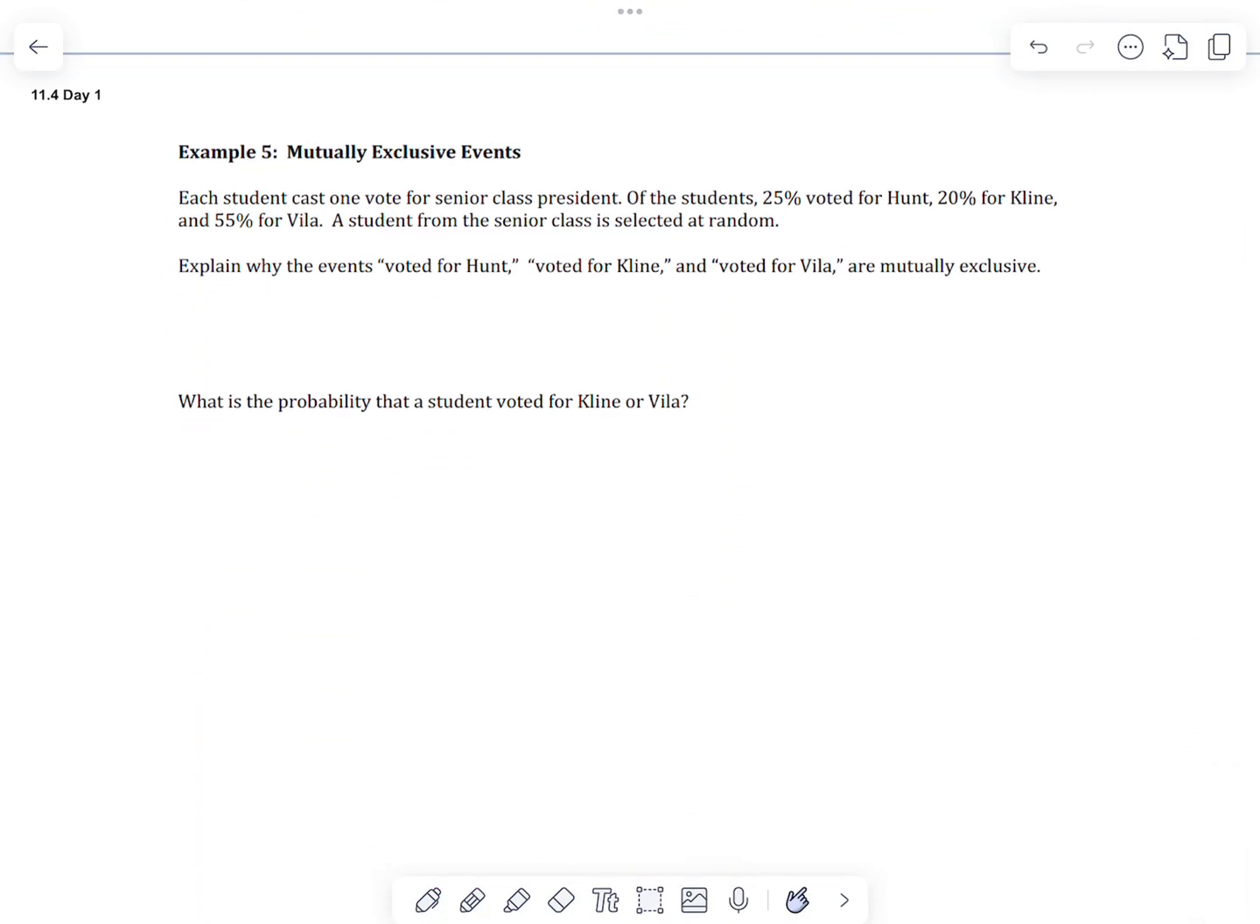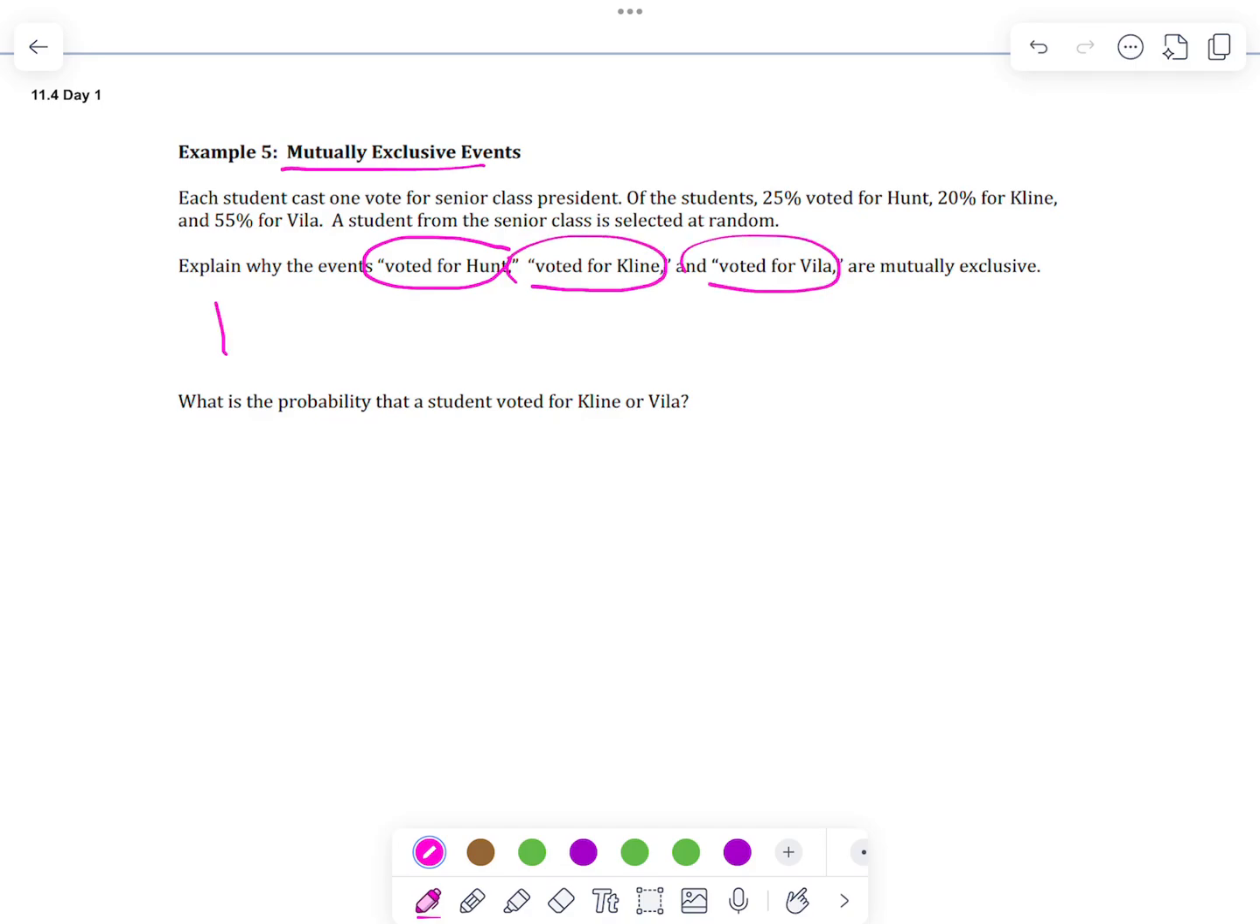Each student casts one vote for a senior class president. Of the students, 25% voted for Hunt, 20% voted for Klein, and 55% voted for Villa. A student from the senior class is selected at random. Why are these considered mutually exclusive? So either you're going to get to vote for Hunt or Klein or Villa. So you get one vote, which means there's going to be no overlap. They're all individual people.